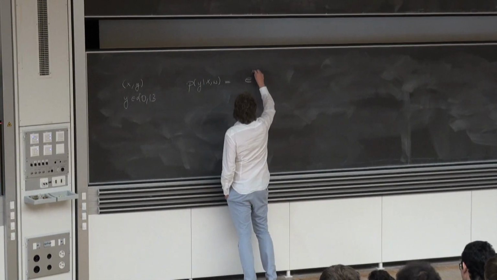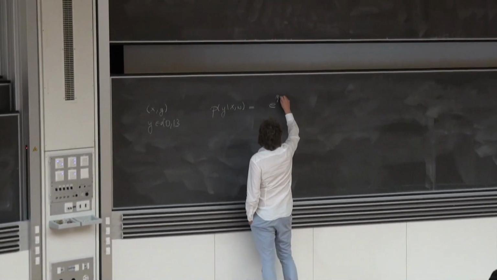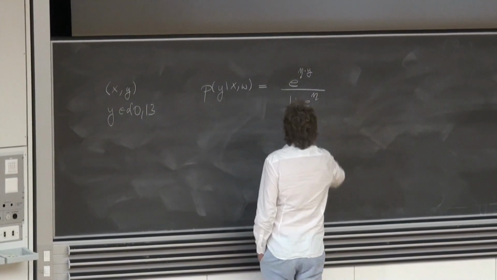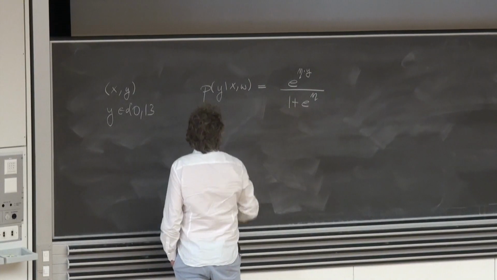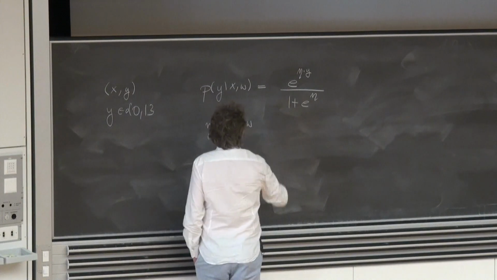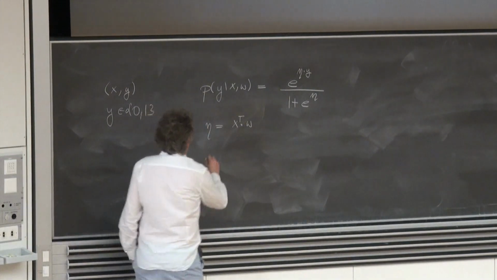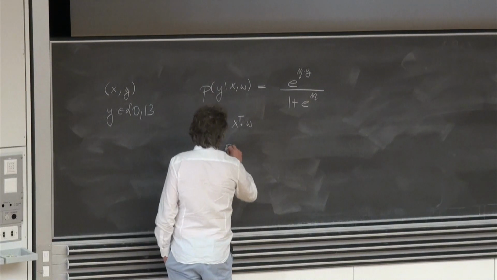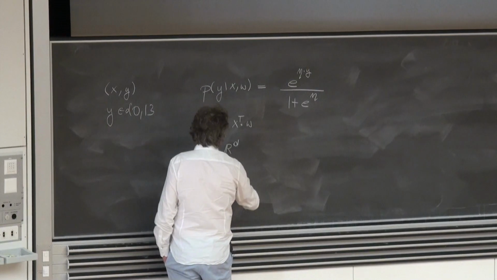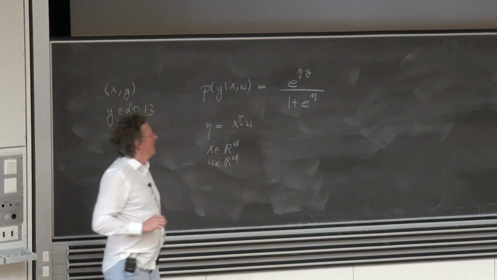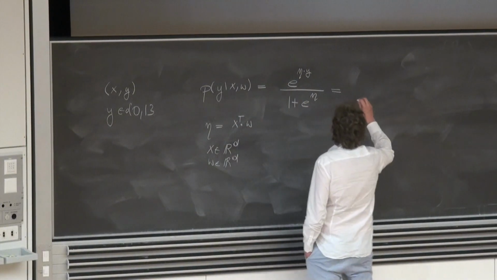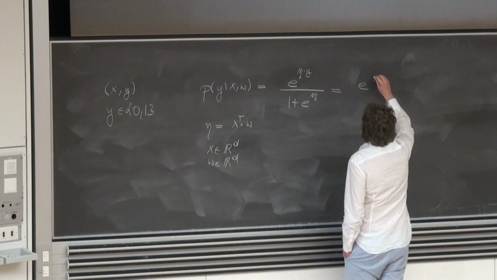So let me write it here as e to the eta times y, over 1 plus e to the eta, where eta was just this inner product that we had. So this was x transposed times w. In general x was over the reals in some dimension, and of course w, the parameter of our model, was also over the reals. And we can write this in a slightly different form, which will be the starting point for today. I want to write it in this exponential form.